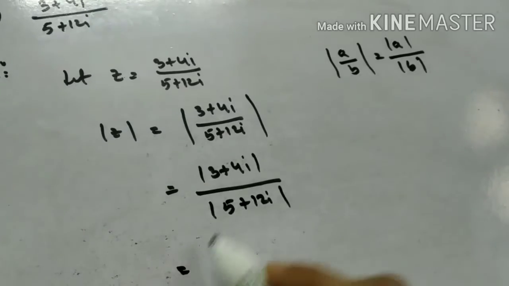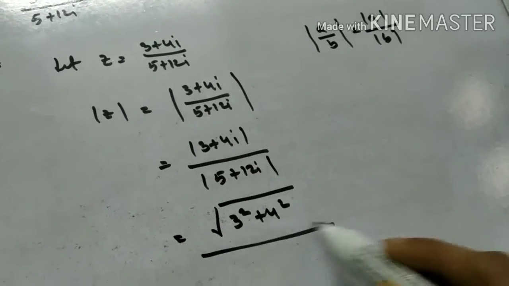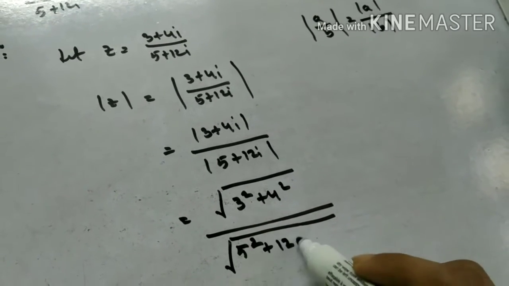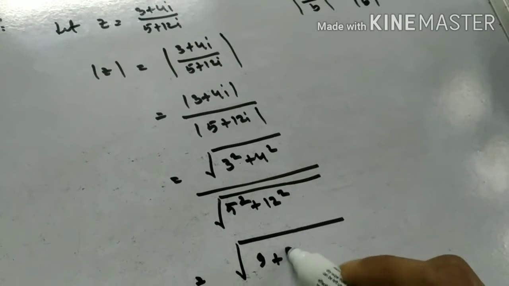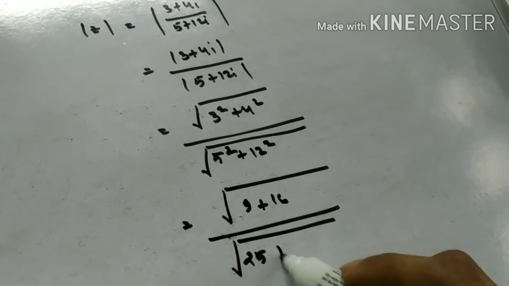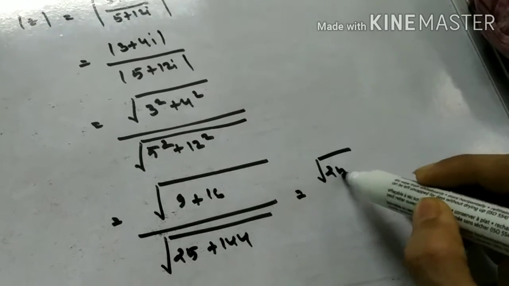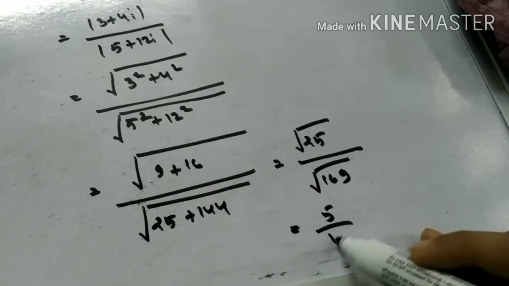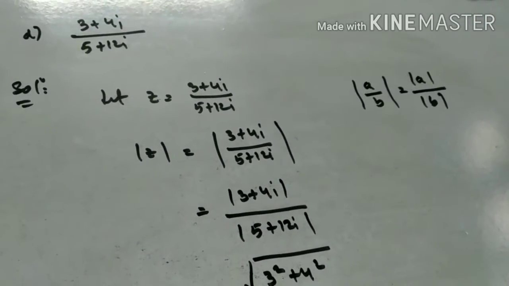Understand? Now this modulus becomes root over 3² + 4², and this modulus becomes root over 5² + 12². So this equals root of (9 + 16) by root of (25 + 144). This equals root 25 by root 169, which equals 5/13. This is the answer. Understand?